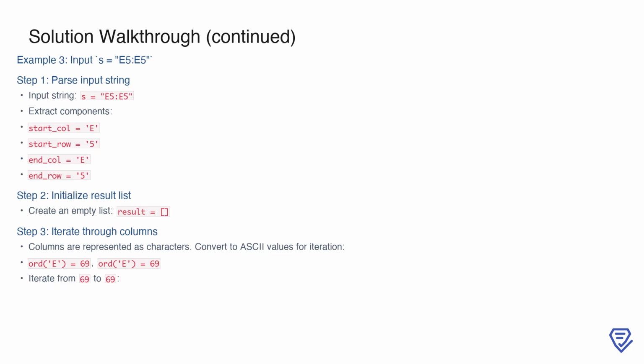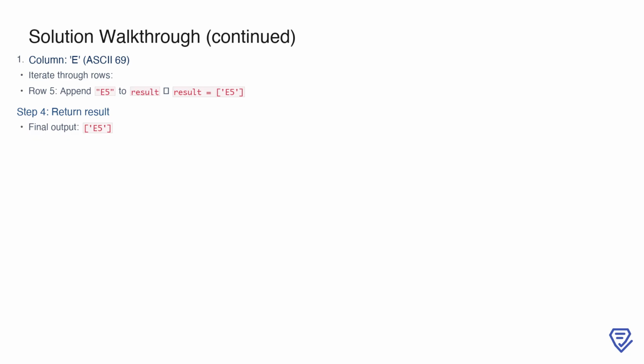Since the range includes only one column and one row, our iteration will be very straightforward. For column E, which corresponds to the ASCII value 69, we iterate through its rows. The only row is 5, so we append the cell E5 to the result list. This makes the result list E5. Since there are no other rows or columns in this range, the iteration is complete. We then return the result, which is E5. This demonstrates how the solution handles a single cell range effectively and efficiently.